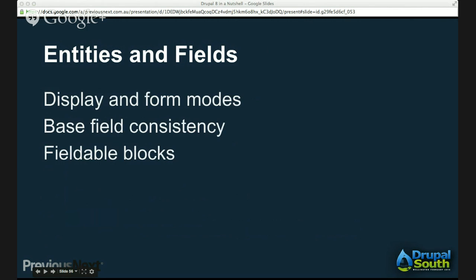Some other things we've got in core are display and form modes. A common site building technique in Drupal 7 is to add view modes to represent different themed implementations of a particular entity. And you used to have to do that with custom hooks or contrib modules, but there's now a UI in core that lets you add those view modes. And again, these are config entities, so they're built in the config system, they're deployable.